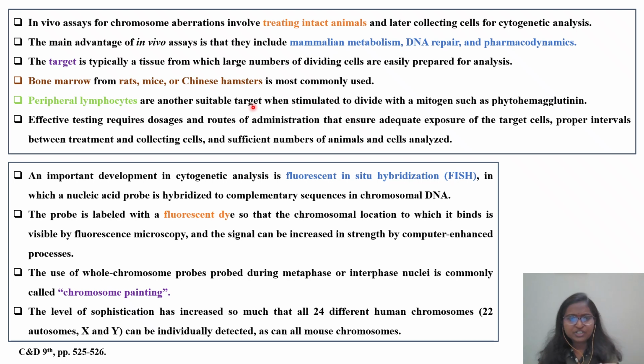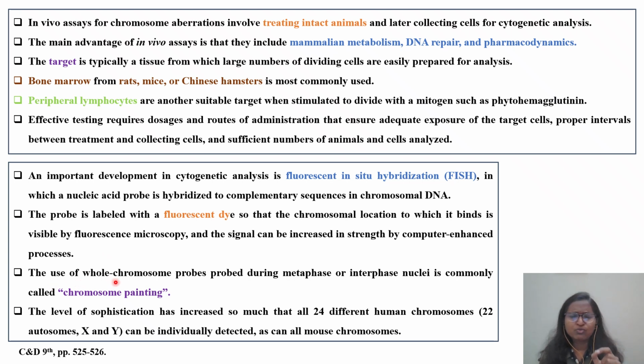So in continuation with this, we'll also be reading about fluorescent in situ hybridization. An important development in this cytogenetic analysis is the FISH assay, in which a nucleic acid probe is hybridized to a complementary sequence in chromosomal DNA. The probe is labeled with a fluorescent dye so that the chromosomal location to which it binds is visible by fluorescent microscopy, and the signal can be increased in strength by computer enhanced process.